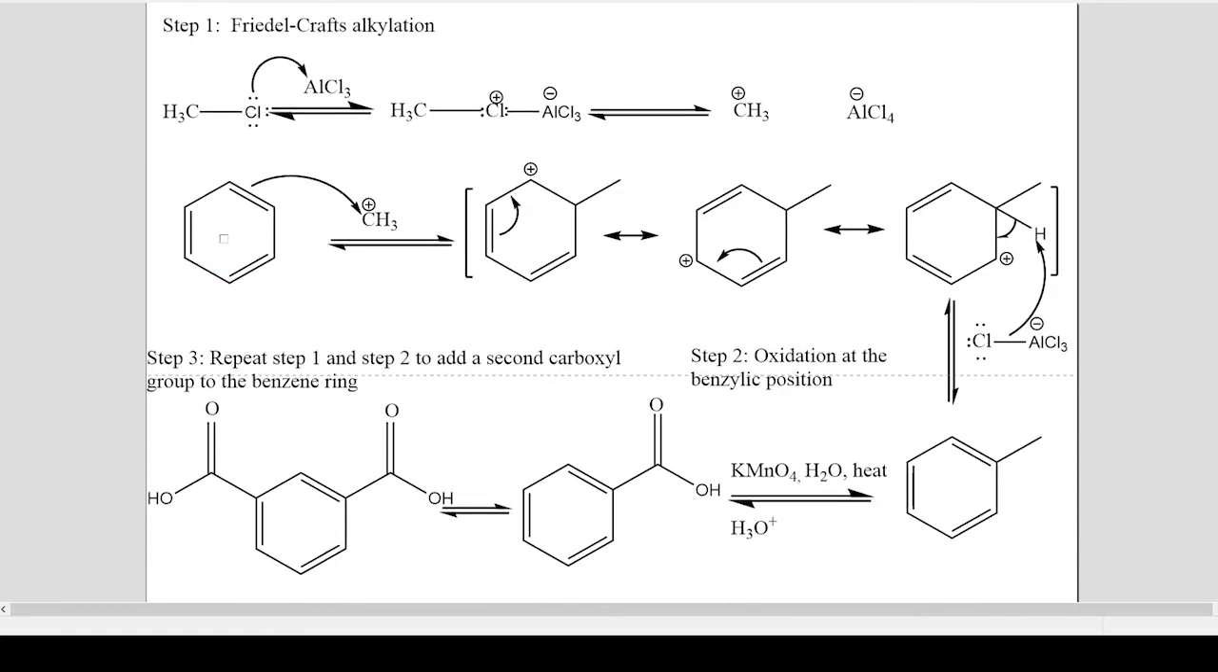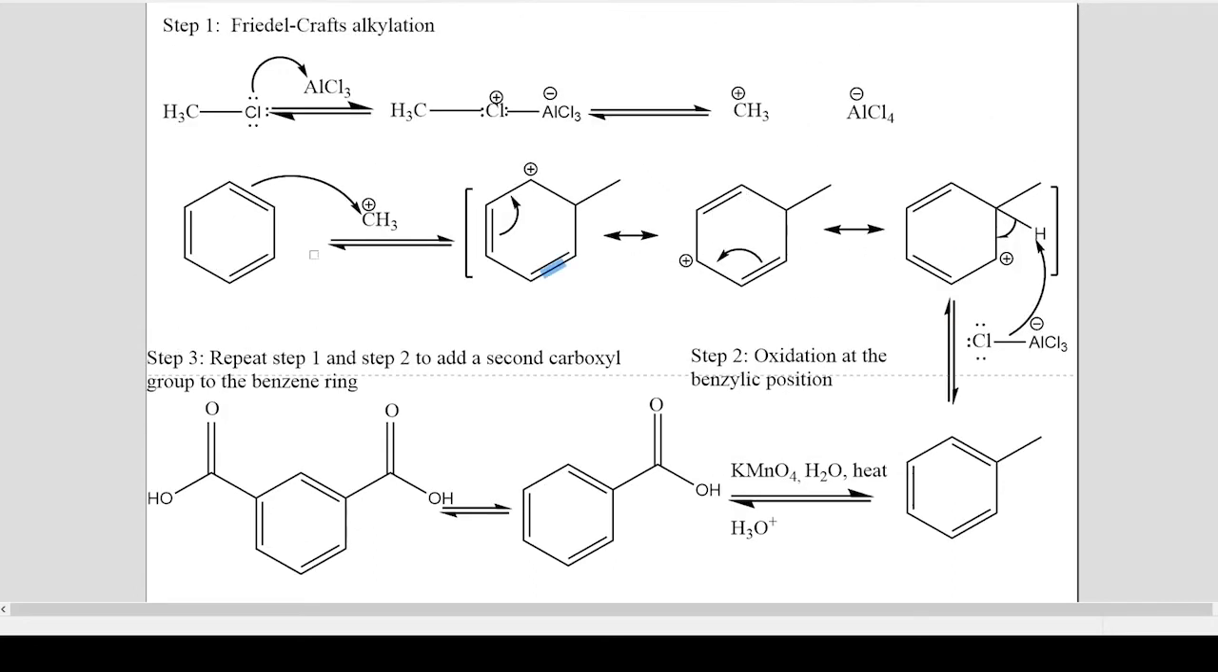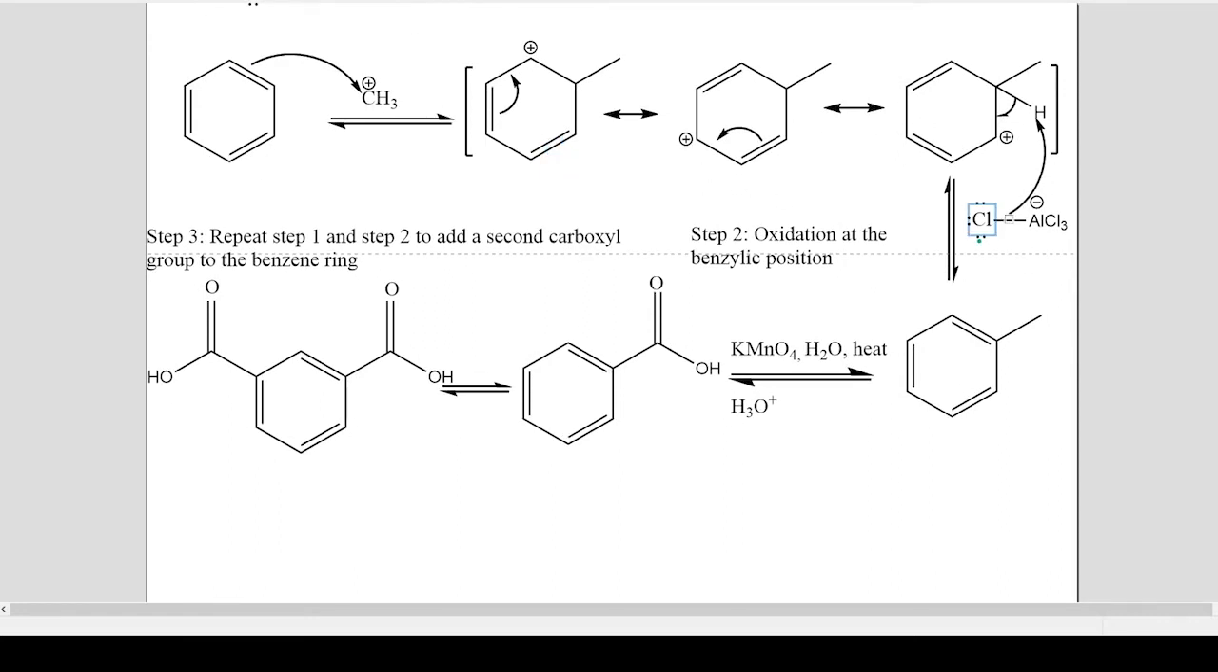In the first step, the aromatic ring functions as a nucleophile and attacks the carbocation, forming a sigma complex. This sigma complex has 3 resonance structures. The first step here is called the nucleophilic attack step. Then in the second step, the proton transfer step.